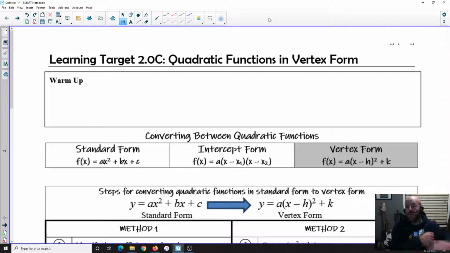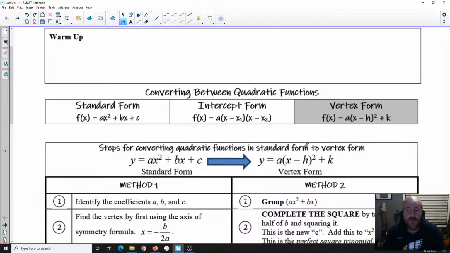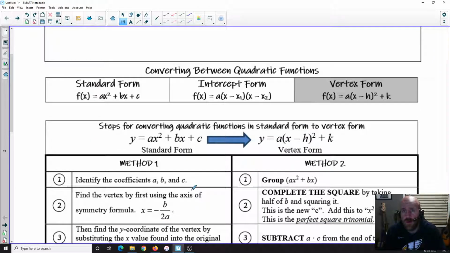All right, so we are looking at taking a quadratic function that's in standard form or intercept form and turning it into vertex form. So vertex form is right here. That's what we're going to be turning everything into. Now when we're going from standard form to vertex form, there are two main methods that you can use. In this video I'm going to do everything using method 2. It's called completing the square, and we're going to be using this quite a bit this year, so that's what I want to focus on.